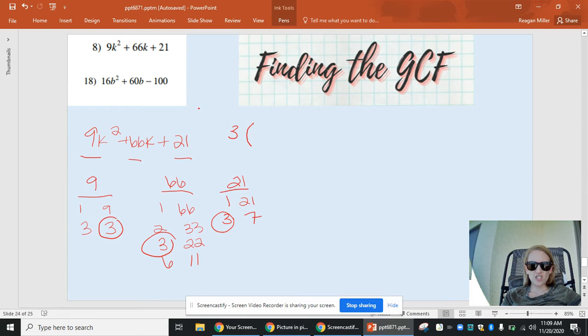So I divide each of the numbers here by 3. 9 divided by 3 is 3, so it leaves you 3k squared. 66 divided by 3 is 22, so you have 22k. And then 21 divided by 3 leaves you a 7. All right, so that would be the first step in factoring.